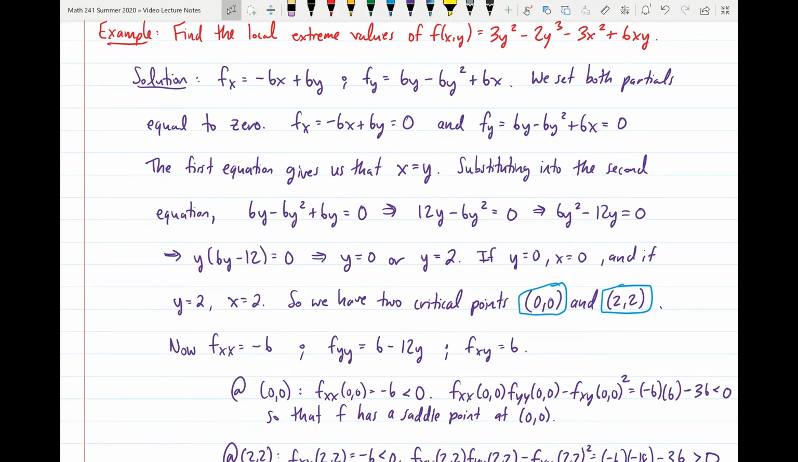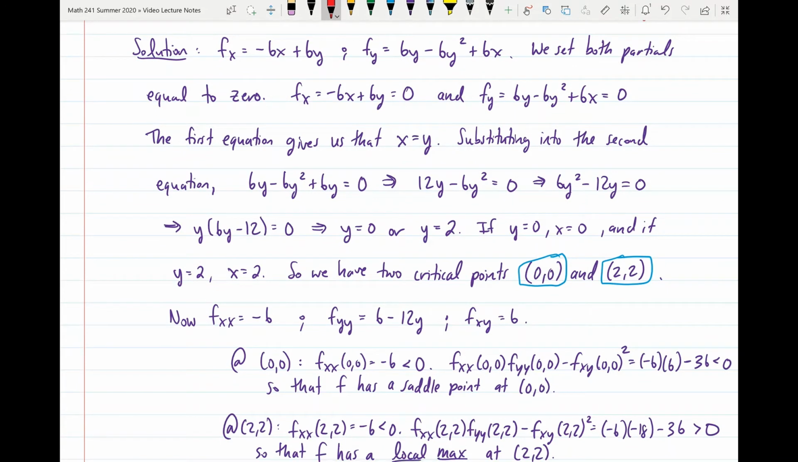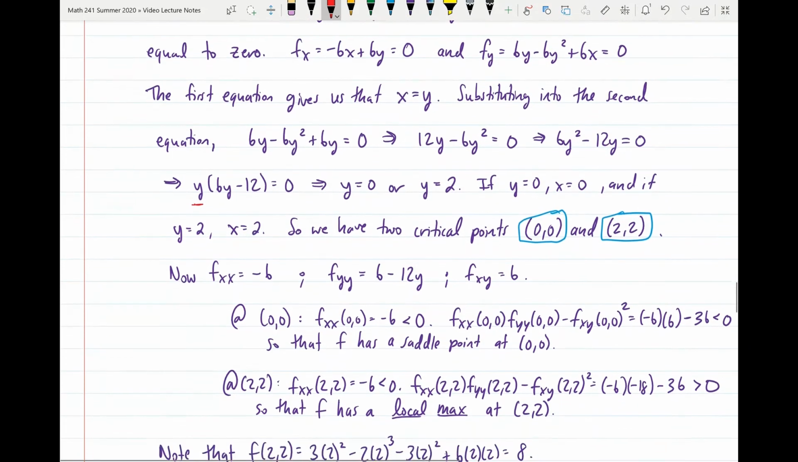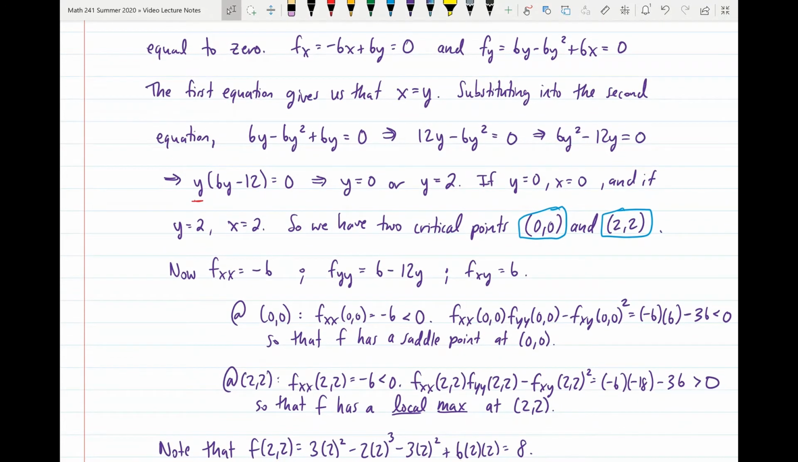Do a little bit of algebra here, factor out a y, and find two solutions to that equation. So we have the solution y is equal to 0 or y is equal to 2. So ultimately this will give us two different critical points. If y equals 0, then x is equal to 0, and if y equals 2, then x is equal to 2. So we have two critical points. We have the point 0, 0 and 2, 2.